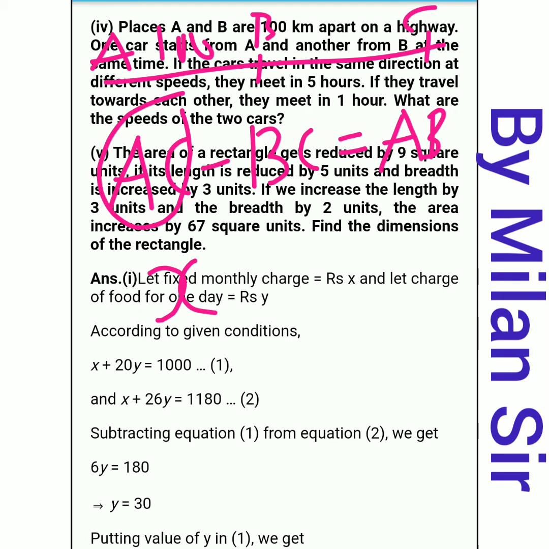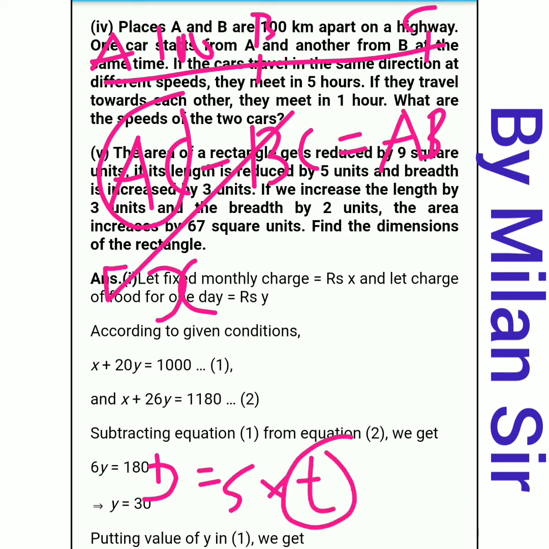Distance is equal to speed multiplied by time. Time is 5 hours, so it is 5x. The distance covered by car A is equal to 5x: speed we assume x, time is given as 5 hours, minus BC.